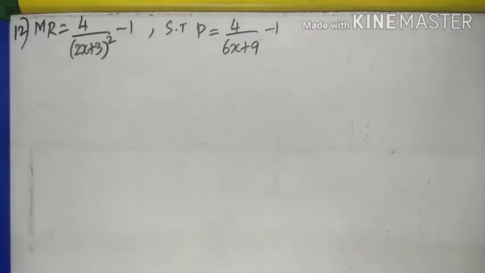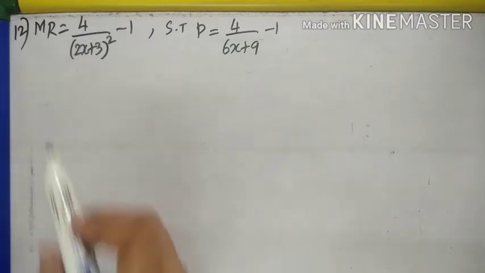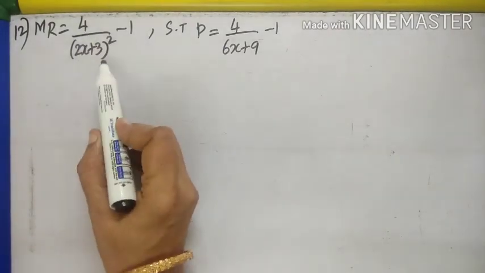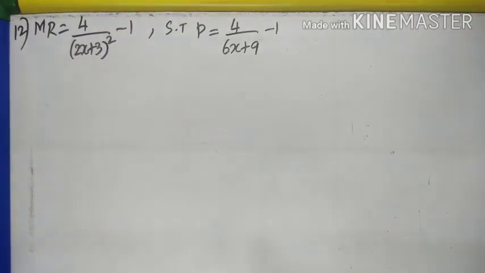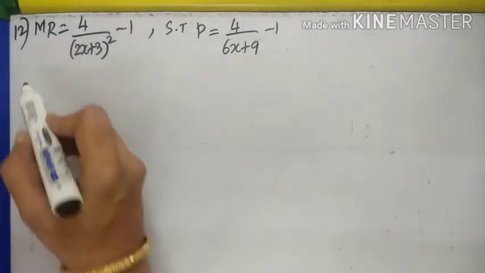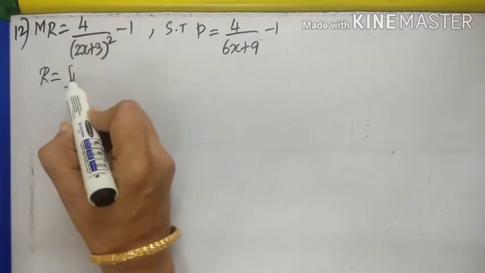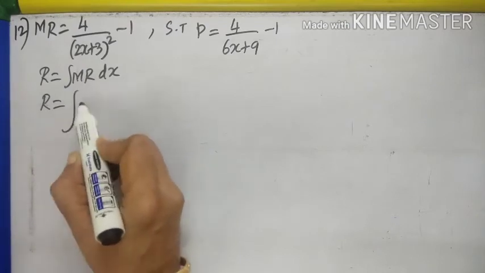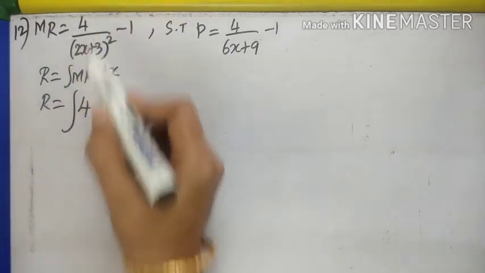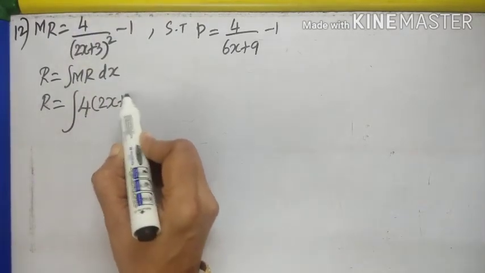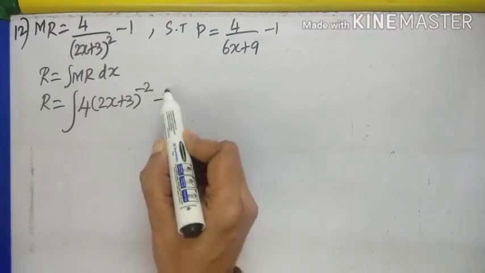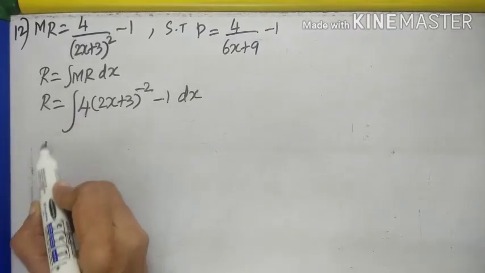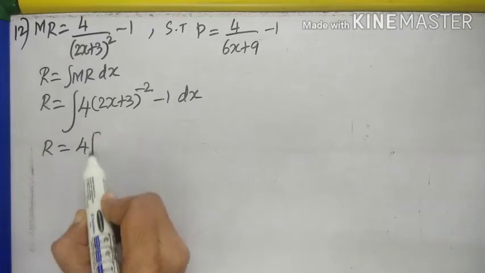Question number 12. Given marginal revenue is 4 by 2x plus 3 the whole square minus 1, we need to find the demand function. As usual, R equals integral MR dx. R equals integral 4. I can take this to the numerator. 2x plus 3 power minus 2 minus 1 dx. 4 will come as it is.